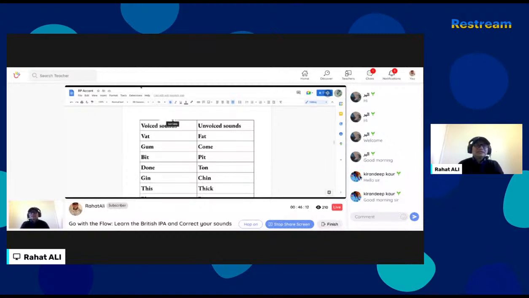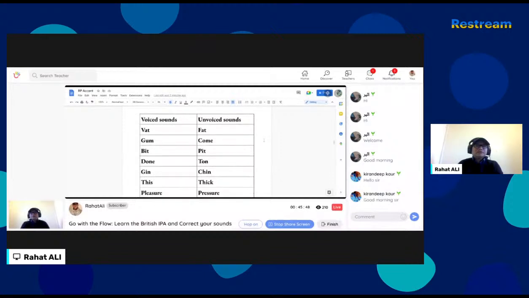So what is the importance of learning voiced and unvoiced sounds, guys? That is a million-dollar question. Remember that sounds are very important in English learning. If you do not pronounce a sound correctly, most probably we are pronouncing it as a wrong sound, and people will not be able to understand. So I've given the comparison of some of the words which are voiced and unvoiced.